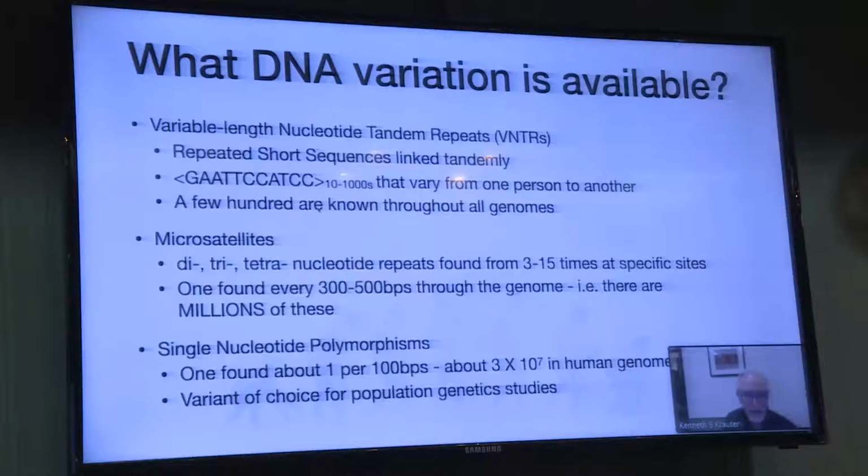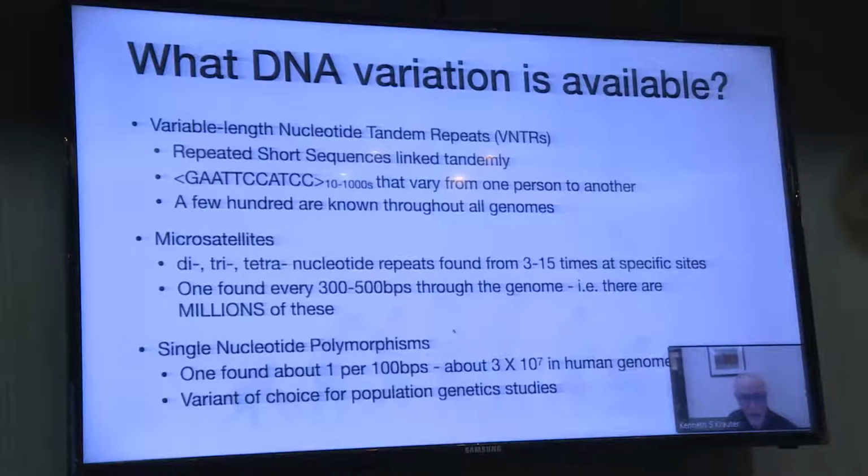And just like the VNTRs, these are tandemly arrayed as well. And the length of these tandem arrays of repetitive sequences varies from one individual to another. So you can use the length of the microsatellite at a particular position as a variable genetic marker in that individual. And as I said, there are literally millions of these in everyone's genome. So it's easy to find these things and use them for this purpose.